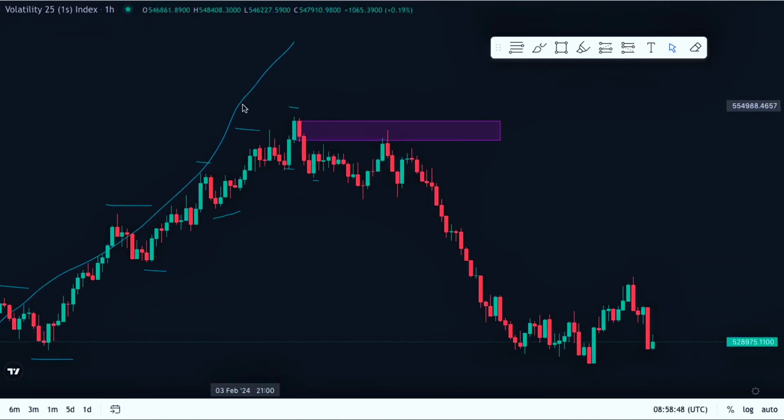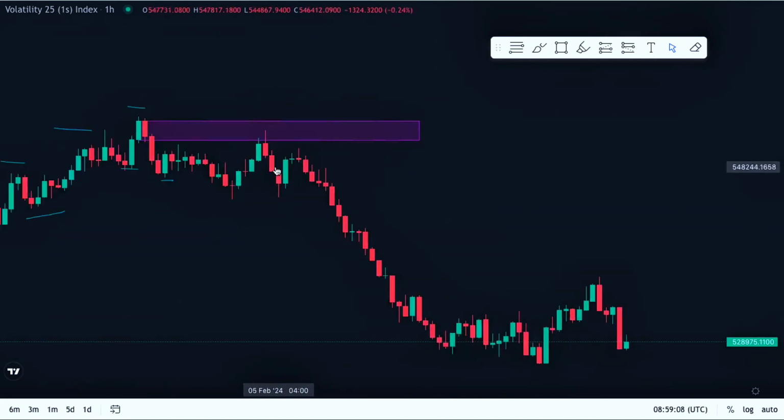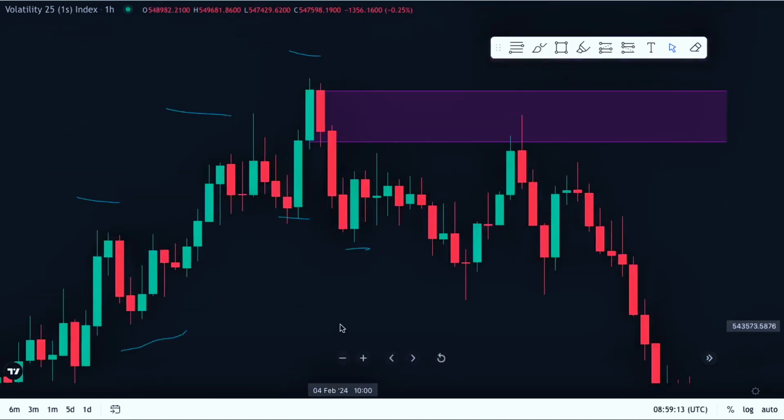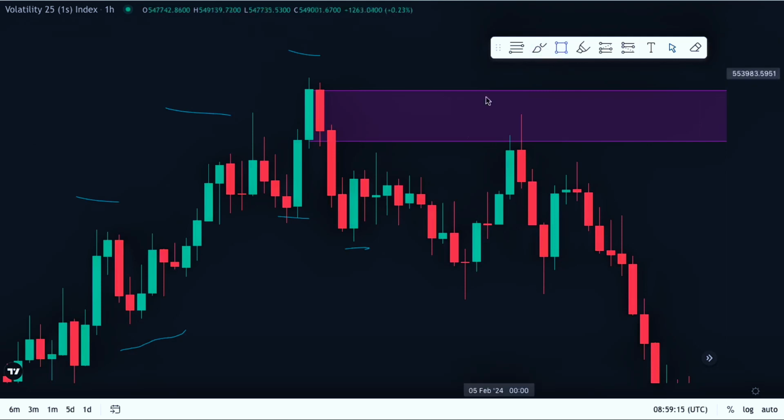Okay, so let's remove these. Let's have a clean chart. So as we can see, we are in the 1 hour time frame, and we spotted an order block in the 1 hour time frame. And what we'll be now waiting for is for price to come back into that order block so that we can have an entry. As we can see here, we had a change in character, or a change of character right here when price broke this last higher low and created a new lower low, this one.